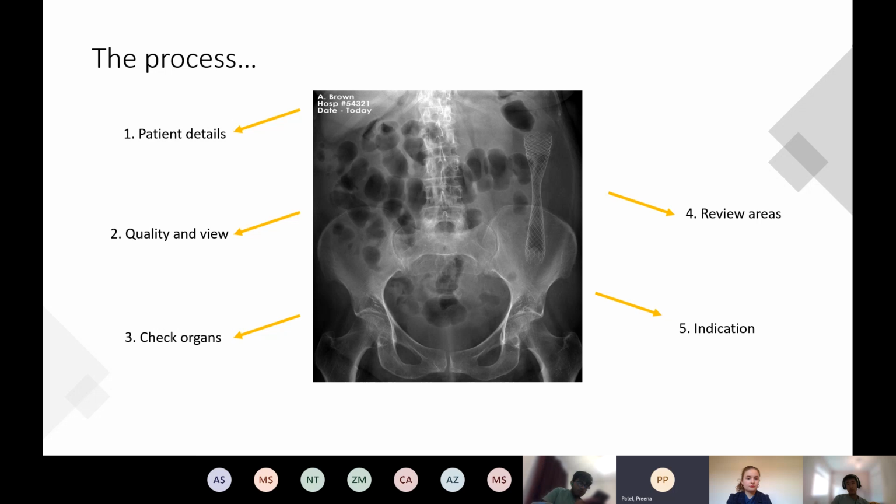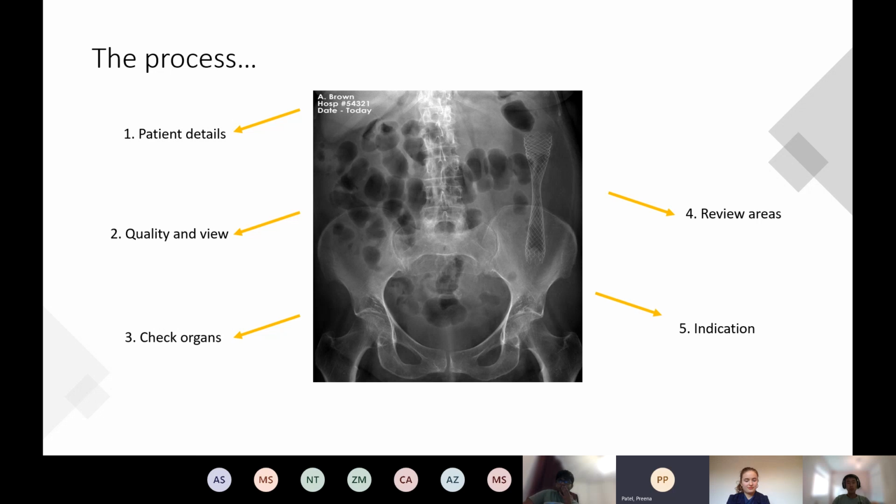Okay, so this is what it looks like, and the process with any X-ray, Abdo X-ray, chest X-ray, limb, whatever, is the same every time. You check the details, assess the actual image itself. Can you interpret this? Is it good quality? Is it a good view? And then you actually see what it's showing you. Look at the organs, the important stuff. And then you do your review areas.